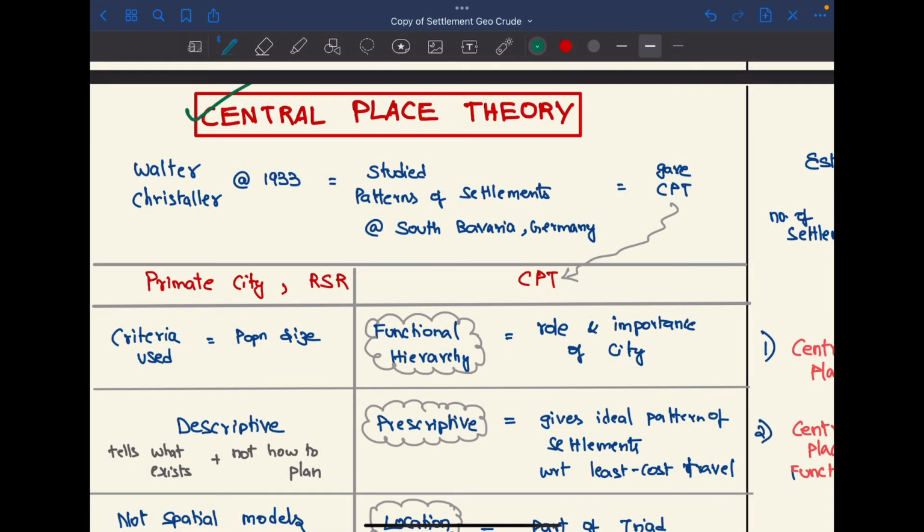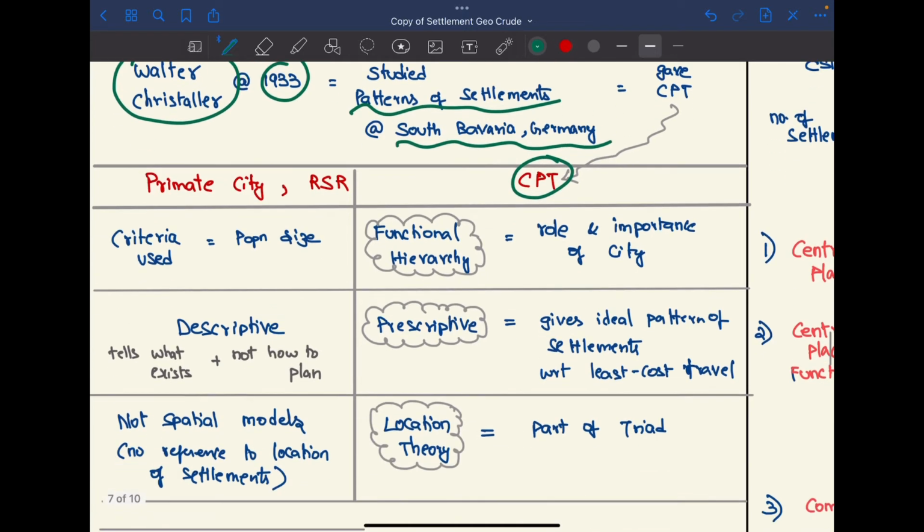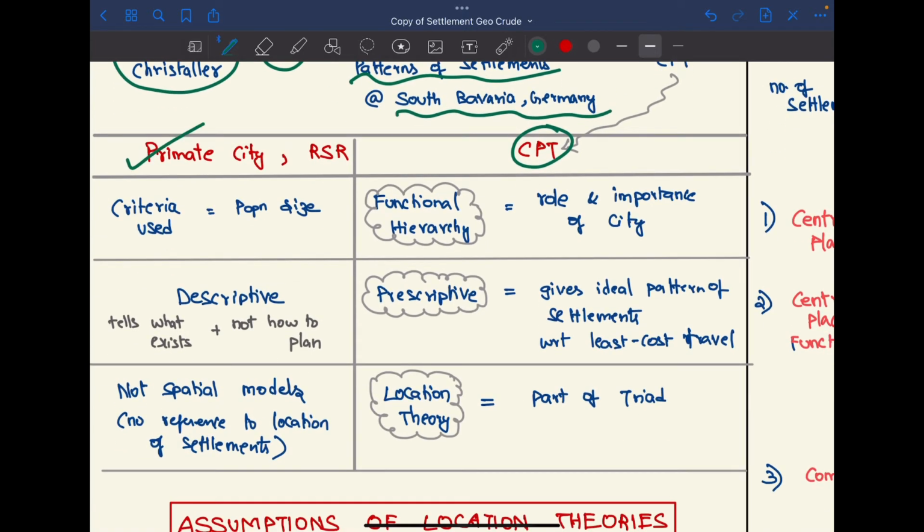Next, we have central place theory. This was given by Walter Christaller in 1933. To give this, he studied the patterns of settlement in South Bavaria in Germany, and studying that he gave the CPT. So let's compare the primate city and rank size rule with the CPT. The criterion there is population size. Here he used the criterion of functional hierarchy, which is the role and importance of the city.